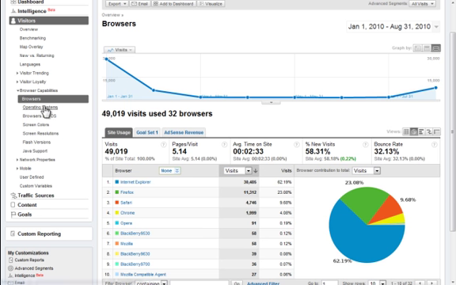And you can look, there's other options in here. You can look and see what your visitors had. Traffic sources is a very useful one.